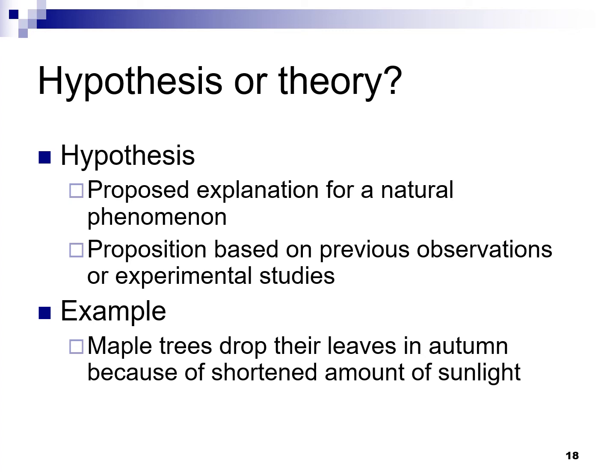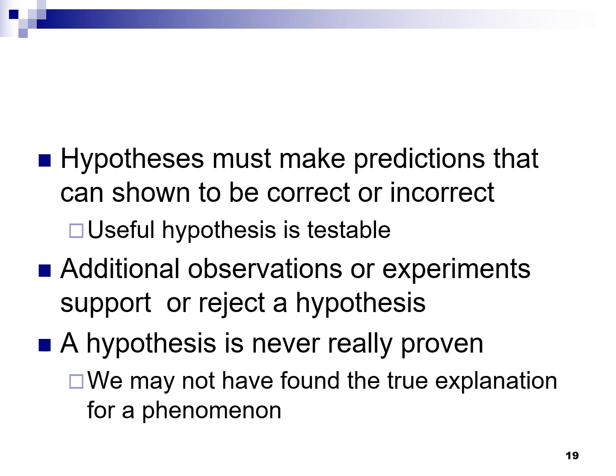It's based on observation. So for example, maple trees drop their leaves in autumn because of a shortened amount of sunlight. So what was the observation? Someone said, hey, it's autumn and the maple trees have dropped their leaves. So why would they drop their leaves in autumn? Well, maybe it's because there's a shorter amount of sunlight. There are other hypotheses too. Maybe it's the age. Maybe it's the amount of wind in autumn. It could be a lot of things, but based on observation, the hypothesis is it's because of the shortened amount of sunlight. And we're going to come back to this hypothesis when we talk about the scientific method in a few minutes. So hypotheses must make predictions that can be shown to be correct or incorrect.